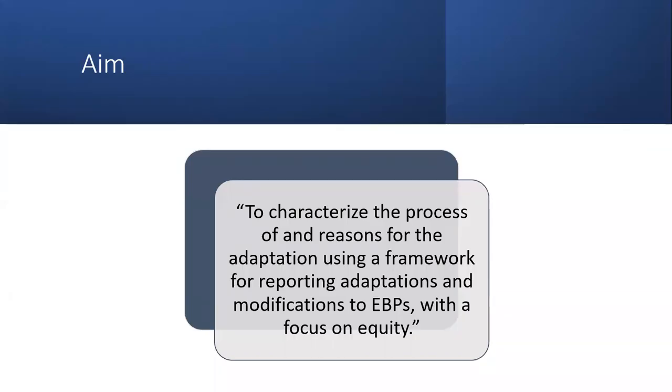And so the authors of this article wanted to dive deeper into the successful fidelity inconsistent adaptation that was made while implementing InShape. So the aim of the study was to characterize the process and reasons for the fidelity inconsistent adaptation to InShape at 5 of the sites who implemented it, with a focus on the role of social determinants of health and inequities in the specific adaptation that was made.